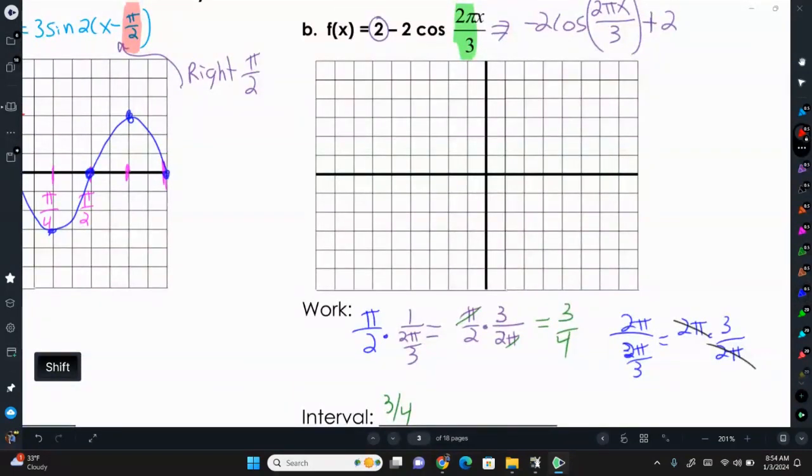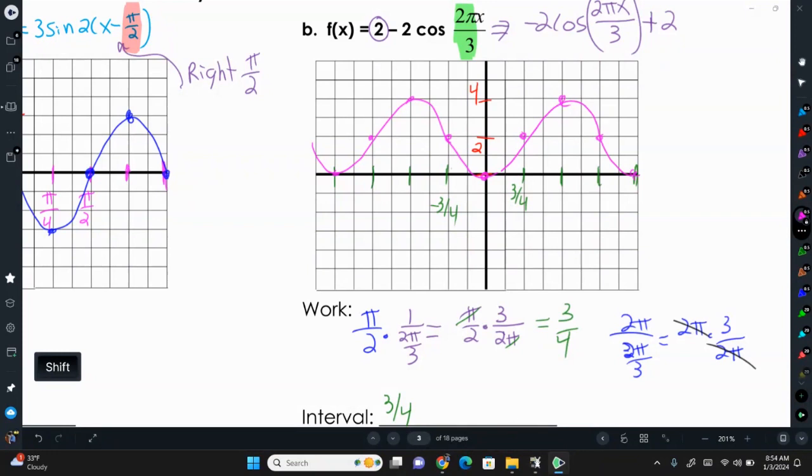All right, so our midline was at 2, and then our amplitude was 2, so we're going to go up to 4 and down to 0. And then our interval was 3/4, so I'm just going to do 3/4 for each of these markings and -3/4 for each of these markings. And we started down here because it's negative cosine. We're going to go up and come back down, so our graph will look like that.